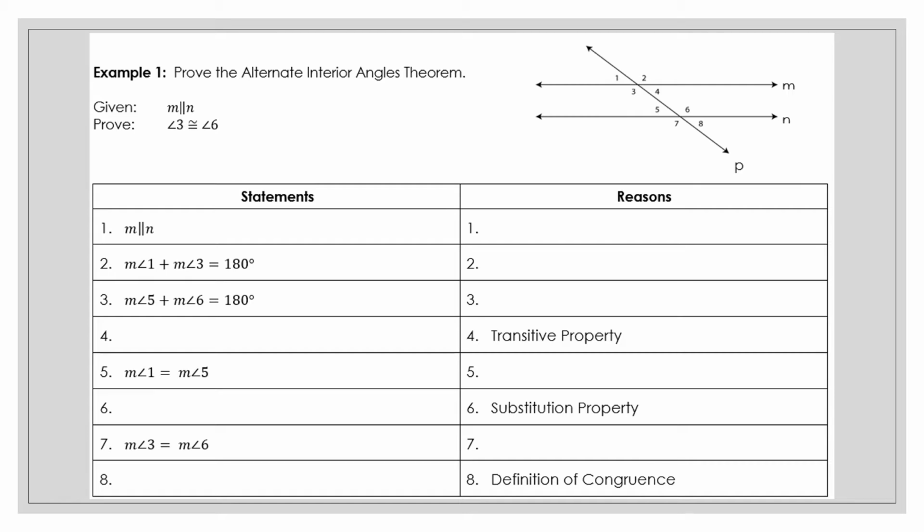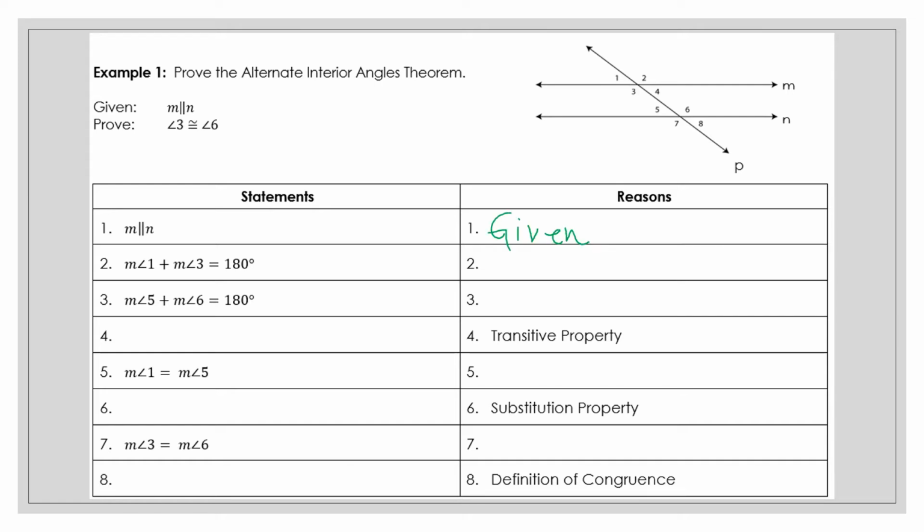So for our first example, we're going to prove the alternate interior angles theorem. Yesterday we said if the lines are parallel, then alternate interior angles are congruent. So what we're doing is proving why this works in all cases. Obviously we're going to start with our given, knowing that they're parallel. So that will be our given.